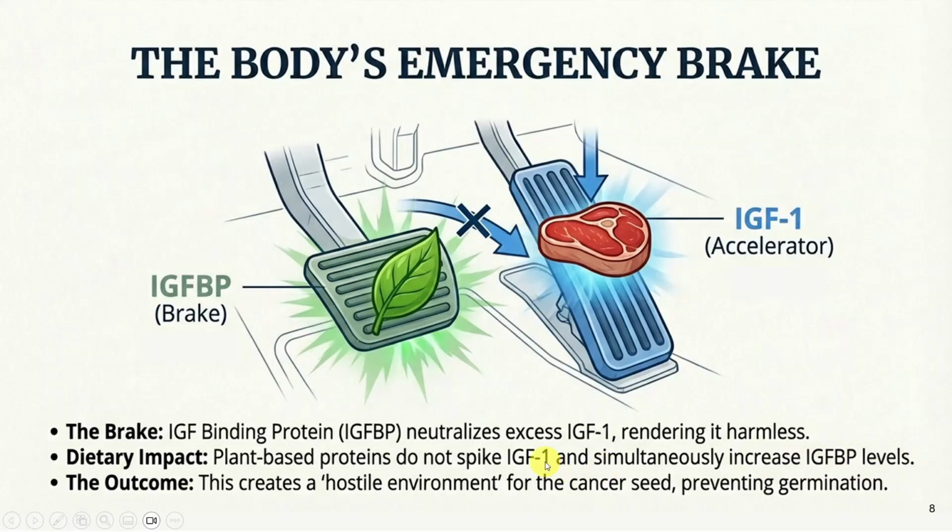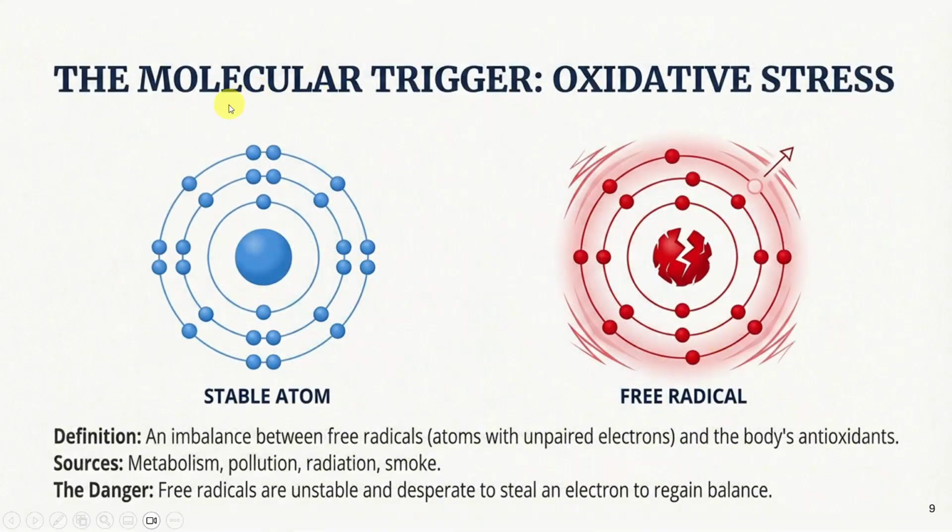What does that mean? It means it's a double benefit by consuming plant-based proteins instead of animal-based proteins. So the outcome is this creates a hostile environment for cancer seed, preventing germination. So if you want to minimize your risk, eat more plant-based proteins, ideally 100% as a part of your diet. I know that's challenging for many people because that's not the norm in the standard American diet, the SAD diet, but this is the scientific reality.